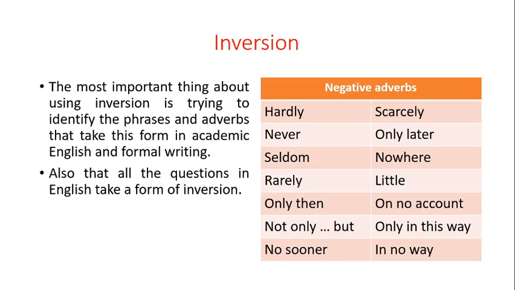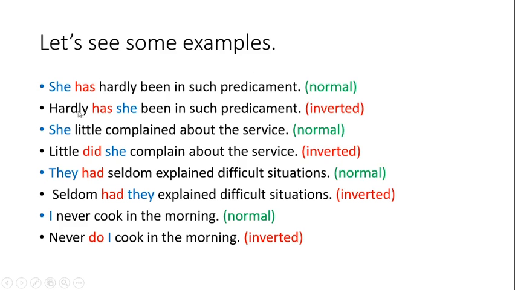Then the next topic is inversion. Remember that for inversion, the key is trying to learn the negative adverbs. In formal English and literature, a negative adverb at the beginning of the sentence is an indicator. It indicates that there will be an inversion. So what we're doing is moving an auxiliary verb or a modal verb to a position that is before the subject of the sentence. But this doesn't make a question, right? It's not a question. When we use this form, we're not making a question.